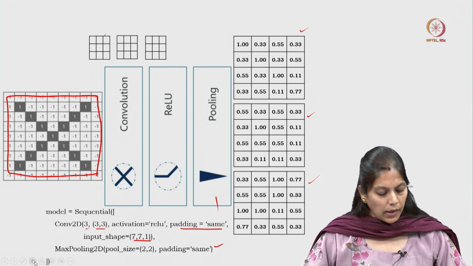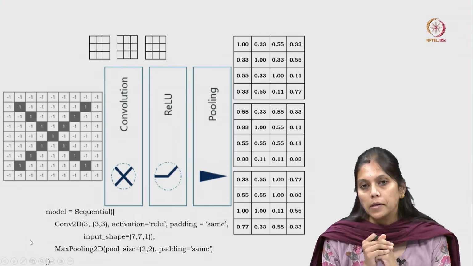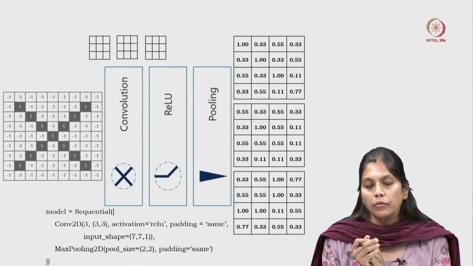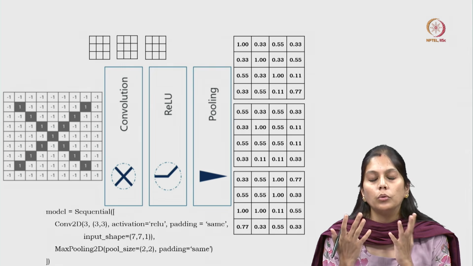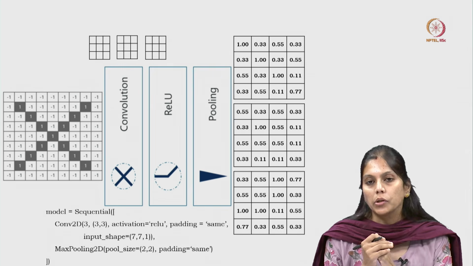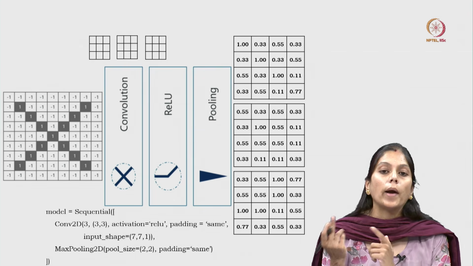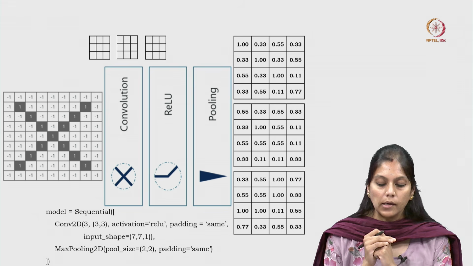Now you can ask, can we repeat this entire process? Why do we have to repeat it? What if you want to perform convolution, ReLU, pooling once again? Is it possible? The answer is yes, you can definitely do one more. I'll tell you why to do one more in the upcoming slides.